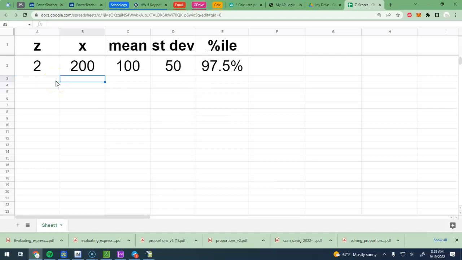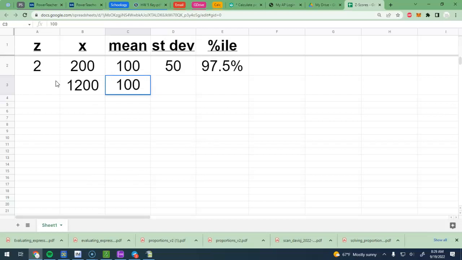Alright, let's say x is 1100, the mean is 1000, and the standard deviation is 100. See if you can tell me the z-score and the percentile. Right now they're nice and friendly numbers, right? They won't necessarily be going forward.